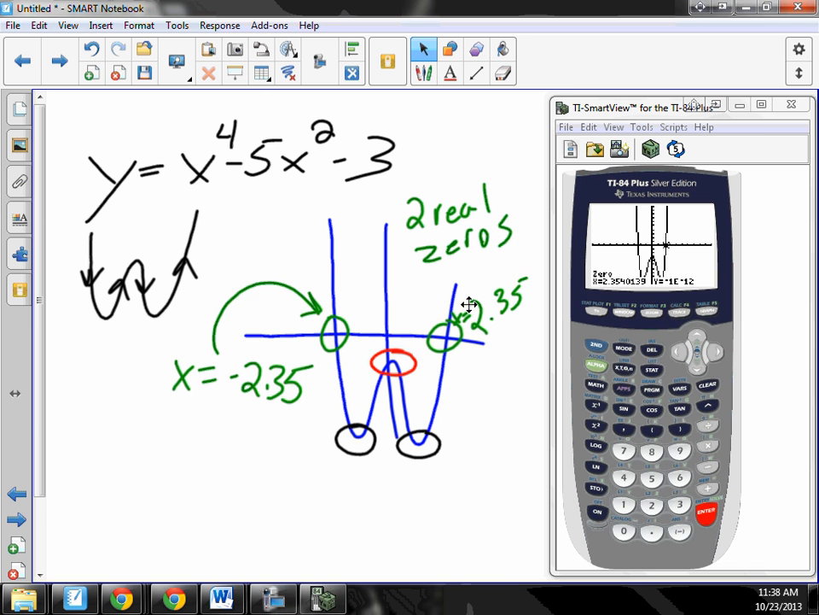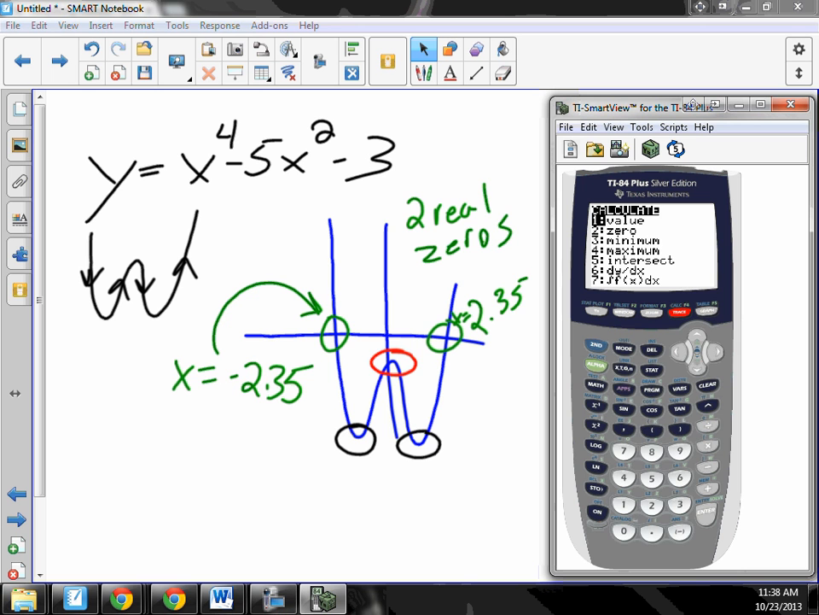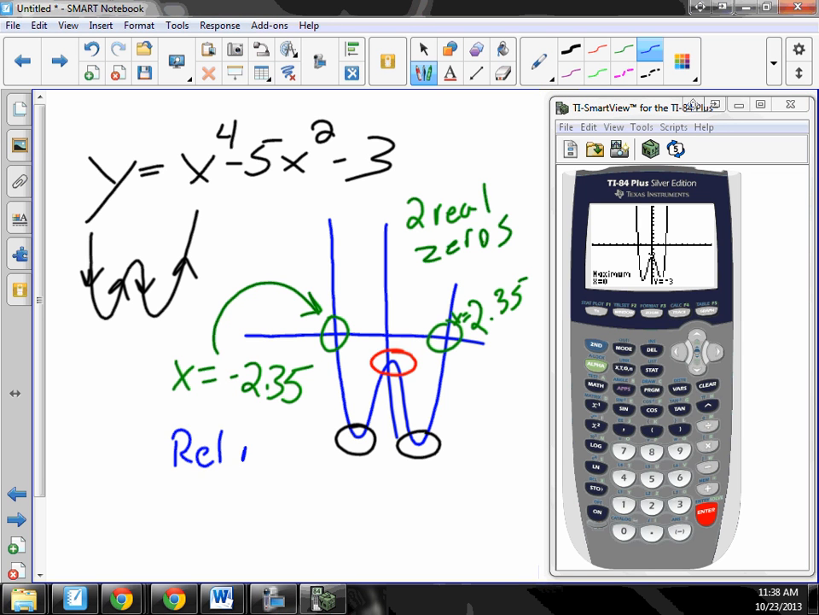So to find my relative max, second calc, I'll do maximum. And it looks like it happens at x equals 0. Oh, I must have pushed the wrong button. Number 4. So left bound, negative 1. Right bound 1. And I'll guess at 0. And I get x equals 0 and y equals negative 3. So my relative max is y equals negative 3.